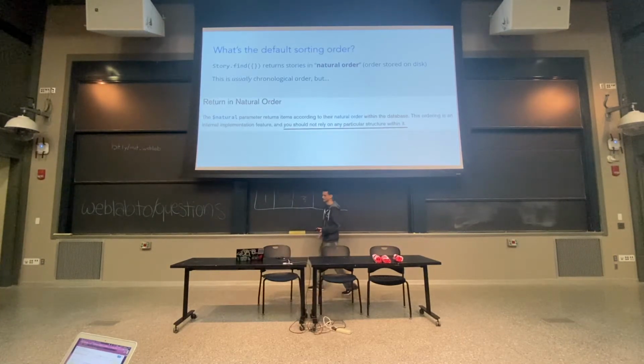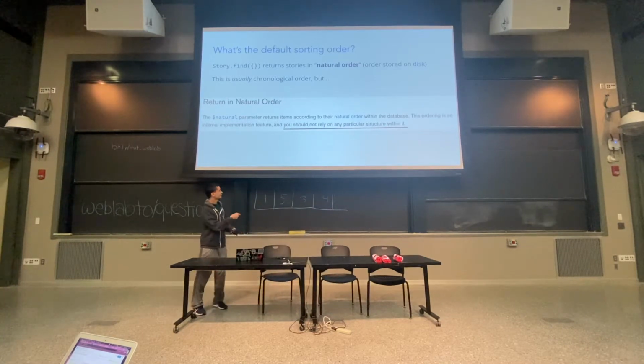Everything's still in order. So now I add post 5. Is it going to go here? No, it's actually going to go here. It's going to try to save space and use the old space. I'm not even sure if it'll do this, because Mongo says it's an internal feature, and they're not going to actually explain how it works, but I'm assuming it's going to be something like this.